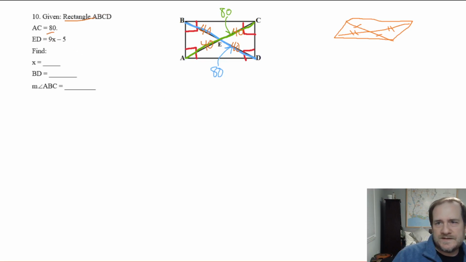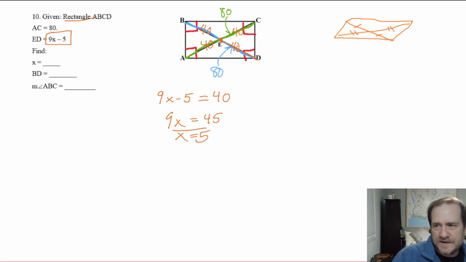But they told us ED is 9x minus 5. Well, ED is half of the blue diagonal. So I'm ready to say pretty confidently that 9x minus 5 doesn't equal 80, but it does equal half of 80, so it's 40. And finally, we've got an equation we can solve now. Just add 5 to both sides, and you get 45. Now divide by 9, and you'll find that x is 5.